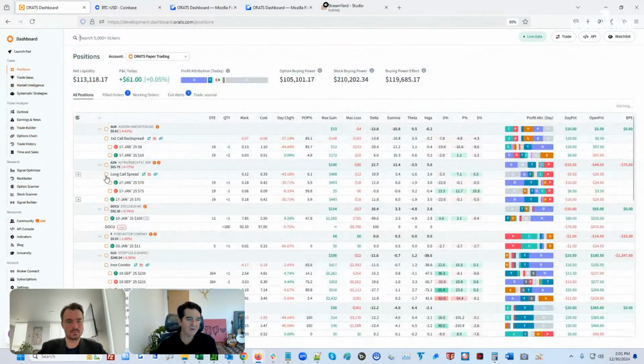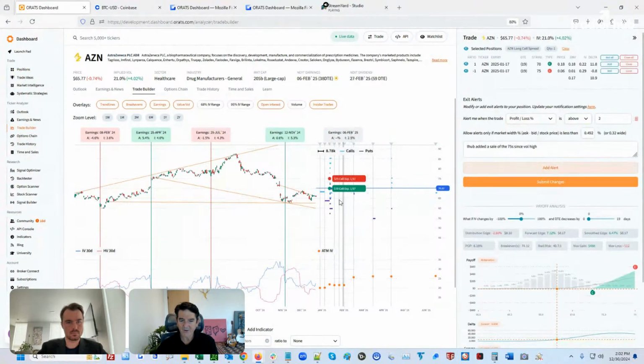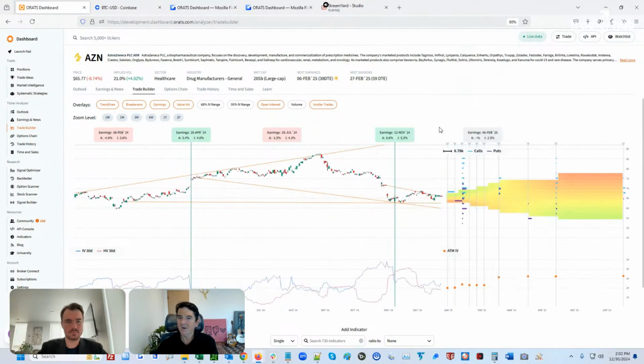I should show. Here's the long call spread in the trade builder. Kind of shows where the break even is up here around a little over 70. So not too far to go. What are we talking about, Tyler?